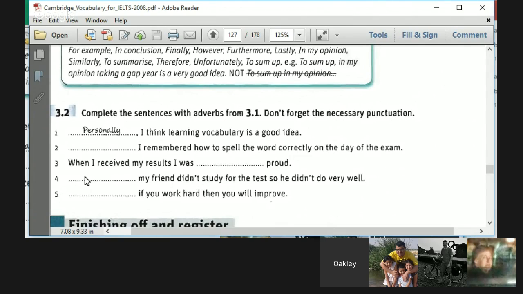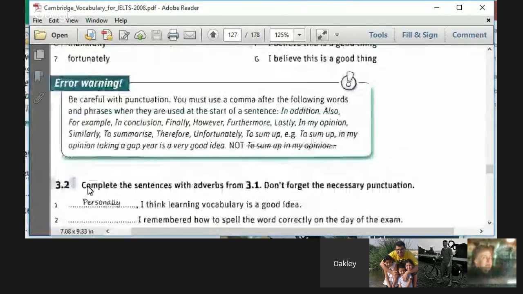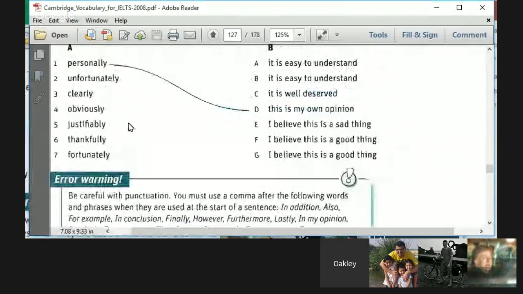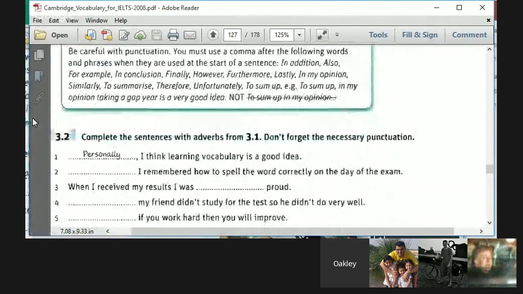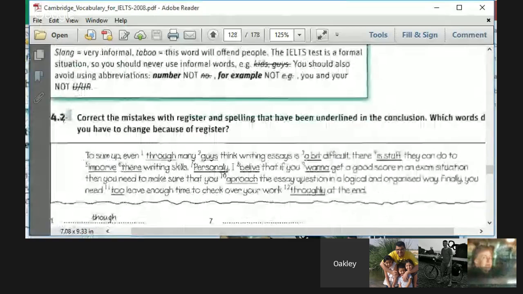Nasser, number 4. Unfortunately, my friend didn't study for the test, so he didn't do very well. Yeah, sad thing indeed. Okay, great. Very good. Ken, Rasad: Clearly, if you work hard, then you will improve. Okay, clearly. Might be clearly. Okay, great, good job.